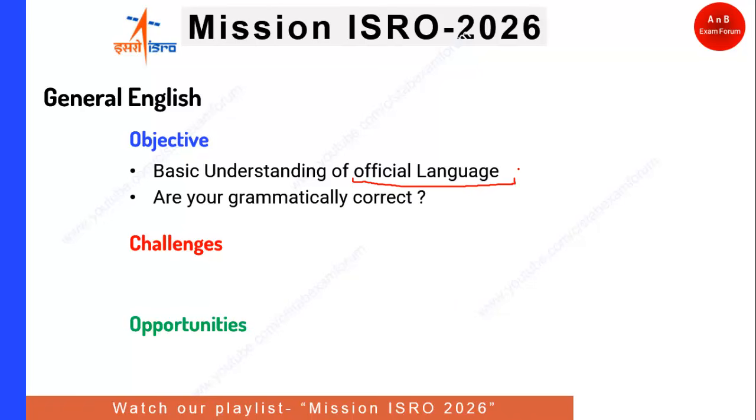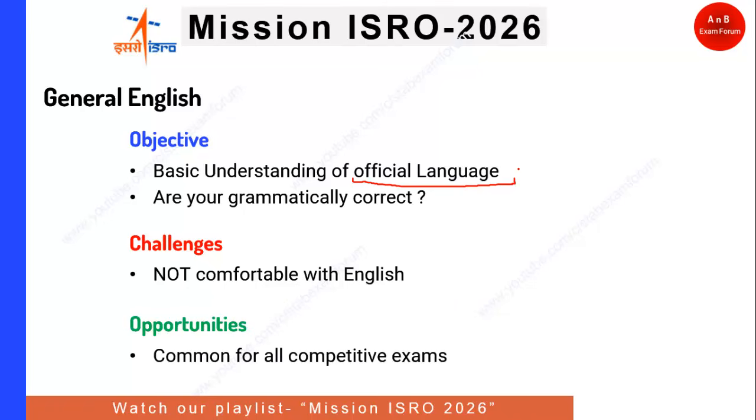The next one, they are going to check whether you are grammatically correct. That is one more objective of the General English section. The problem is with the students who are from a rural background, generally they are a little uncomfortable with English, so the challenge is for those people. But still the opportunity is there, because if you prepare this section, it would be helpful for other exams as well. Why? Because it is common for all competitive examinations, whether you take SSC, RRB, UPSC. All of these have General English as one of their sections.